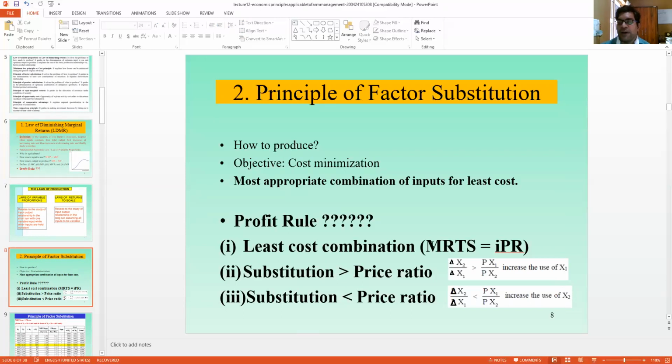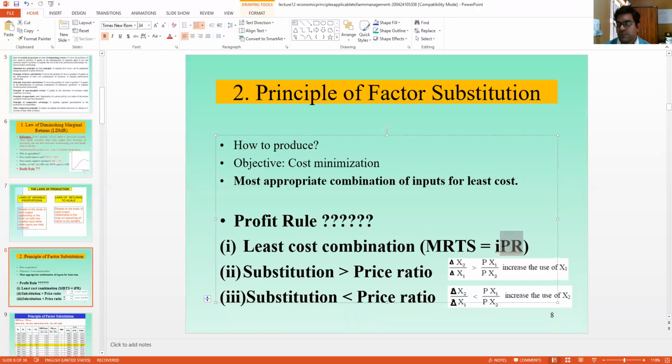That can be given by MRTS equal to IPR, meaning inverse price ratio. MRTS is the slope of the isoquant. You know the isoquant, right? What is an isoquant? Any combination of two resources giving the same output. A curve connecting any combination of two resources giving the same output. The slope of the isoquant is MRTS, the marginal rate of technical substitution.